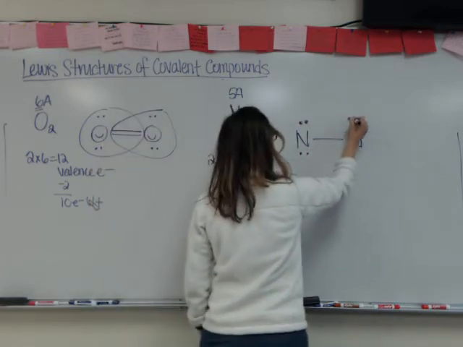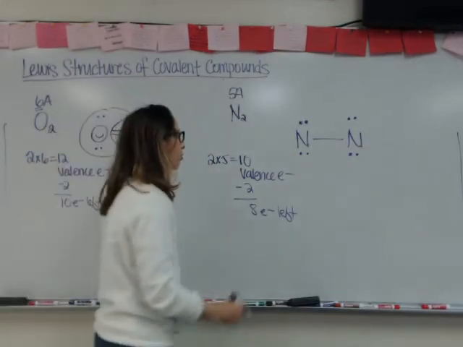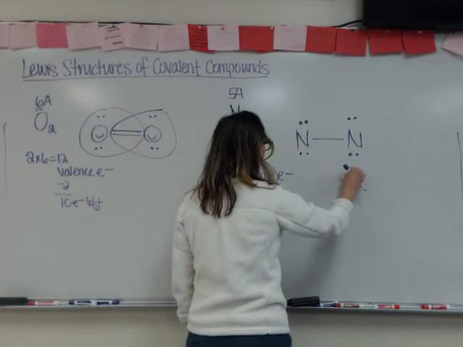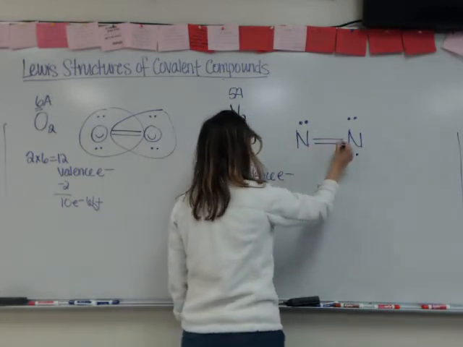2, 4, 6, 8. I ran out. I don't have enough to make an octet on each one. So that means you need to take a pair and share them in the middle. I'm going to take this pair. I'm going to put them here.